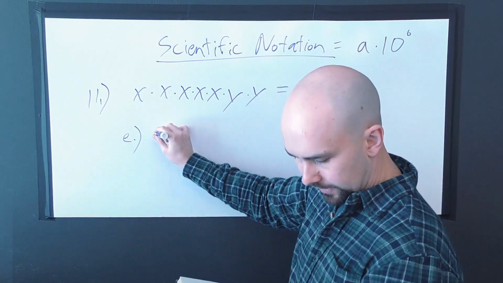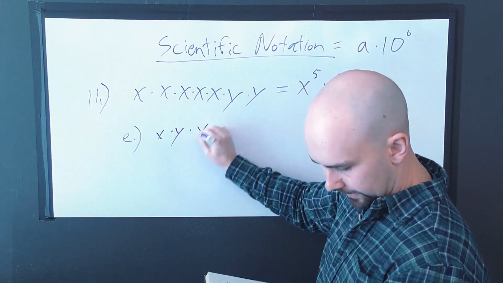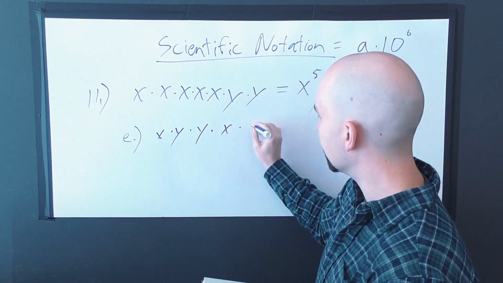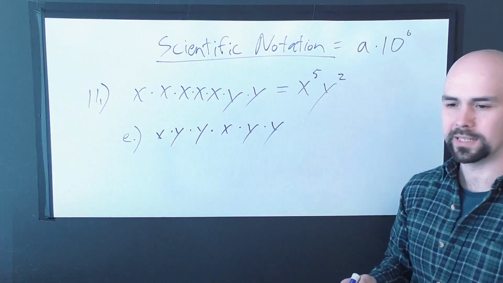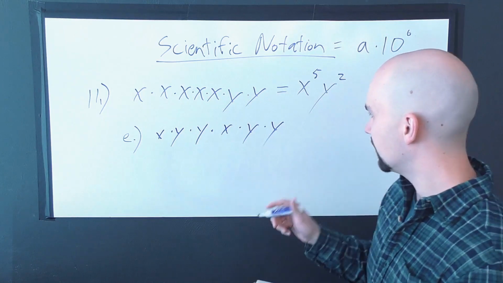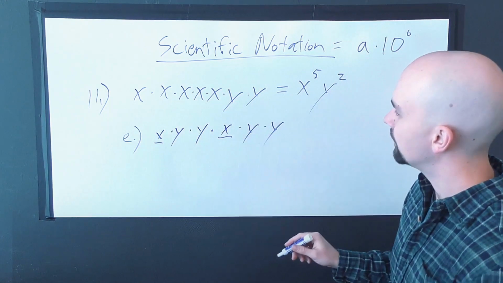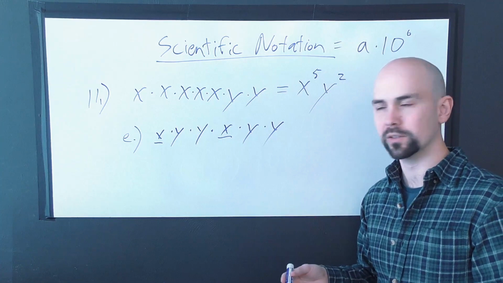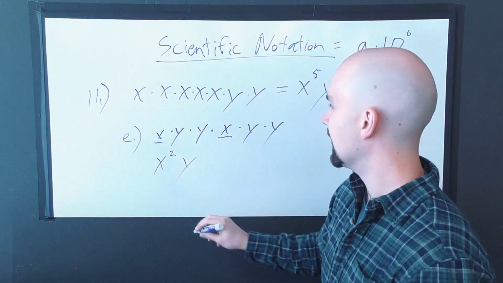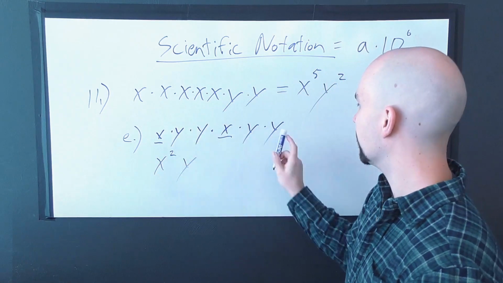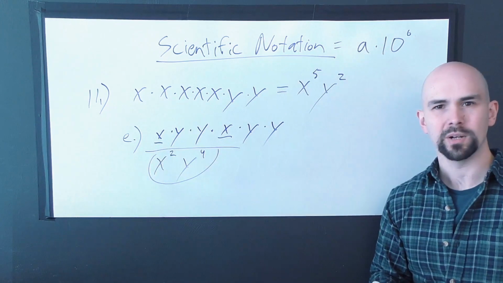All right, so letter E is x times y times y times x times y times y. If I want to, what I can do is just separate the x's and y's. So I've underlined the x's. How many x's are there? Well, there are 2. So that's going to be the same as x times itself twice, so x squared, times y 1, 2, 3, 4 times, y to the power of 4. So that's how you do problems like that.